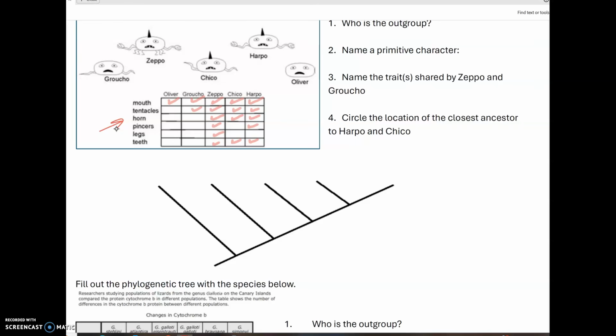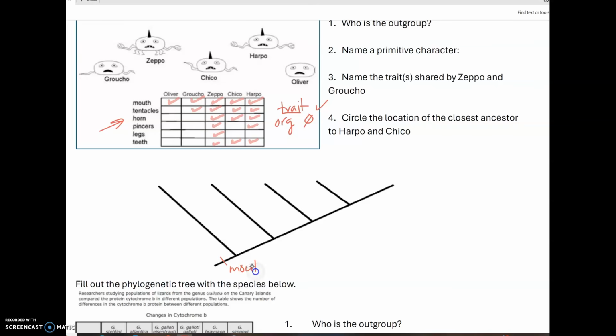All right, so when you're filling out the cladogram, the first thing that you're looking for is either a trait that everyone has, so a trait with all check marks, or an organism that has all zeros, that doesn't have any traits. And you can only have one of these two things. So in this case, we have a trait that everyone shares. That would be the mouth. So the mouth is going to go here.